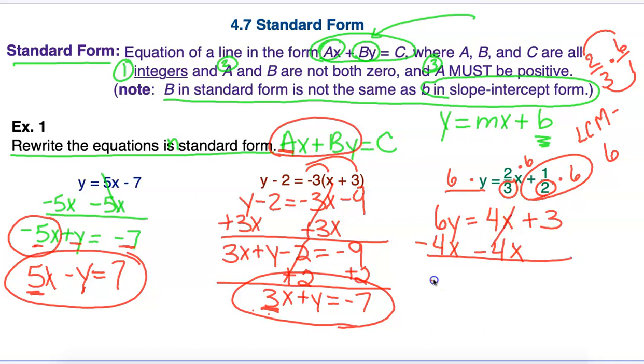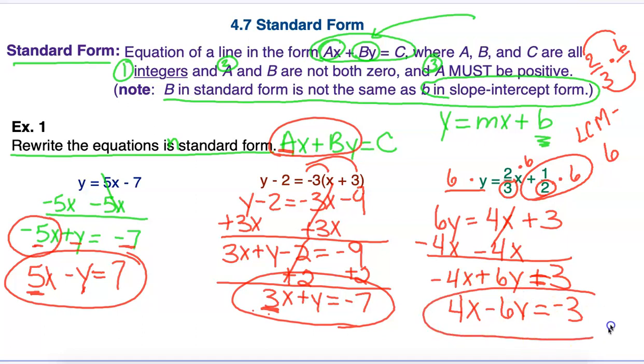And we're going to write our x value first. And we notice right away that it's negative. So to change that, we're just going to make everything its opposite. So we end up with positive 4x minus 6y. Oops, that's supposed to be equals, and that would have to change to a negative 3. And there you have your problem in standard form.